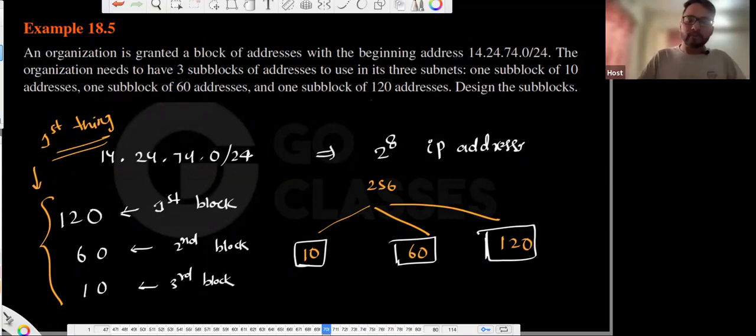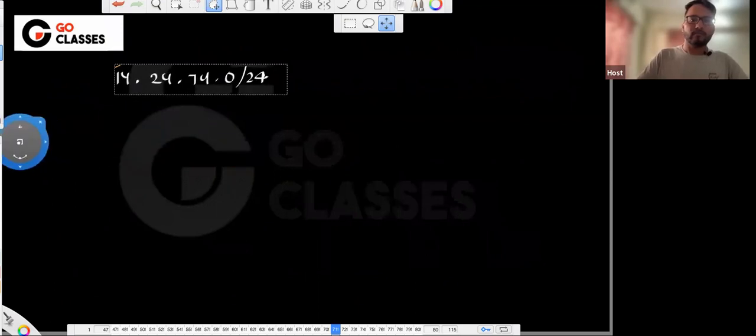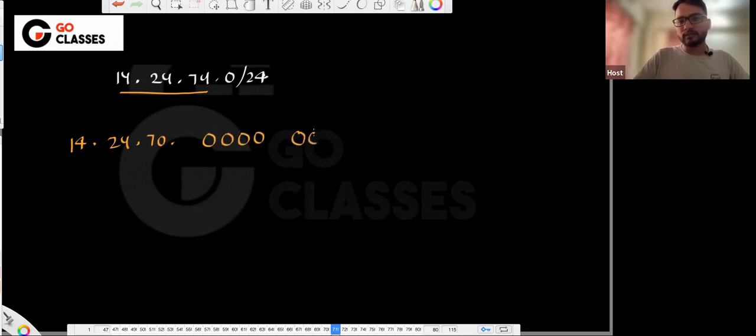Now, one of the networks has 120 hosts. So what is the IP address here? The IP address is this one. Maybe let me write this IP address on the next page. So 24 bits are fixed, which means 14.24.70 are fixed. These bits are changeable, right? Now you need 7 bits for the first block, so you need these many bits as a host ID.